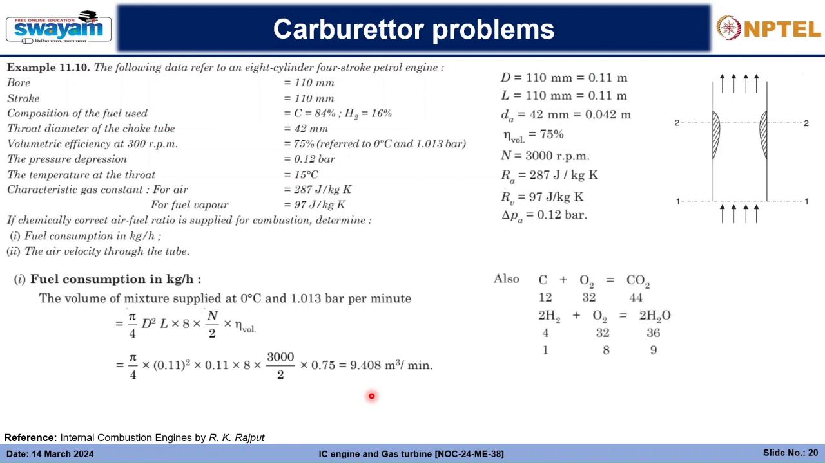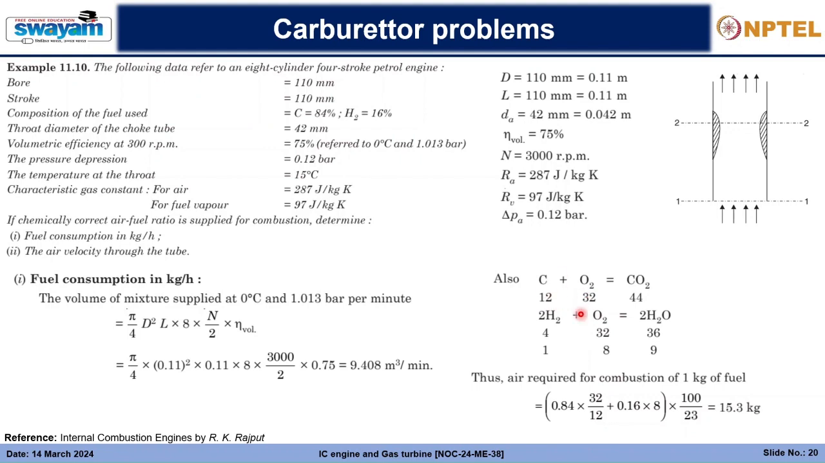And also we'll do this stoichiometric equation balance. So C plus O2 equals CO2. Now again, 2H2 plus O2 equals 2H2O. Based on that, if we find the air required for combustion of 1 kg of fuel, we'll find 0.84 times, that is 84% of carbon, times 32 by 12.